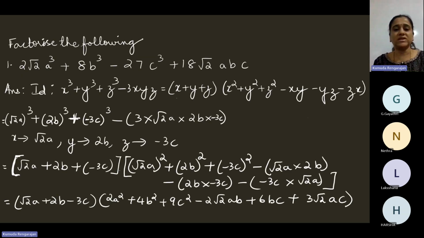Now here you see there was nothing common throughout. This expression has four terms, right? All the four terms have nothing in common. When you take two terms at a time, maybe they have something in common. Two or three terms at a time, maybe they have something in common. But all the four terms have nothing in common.